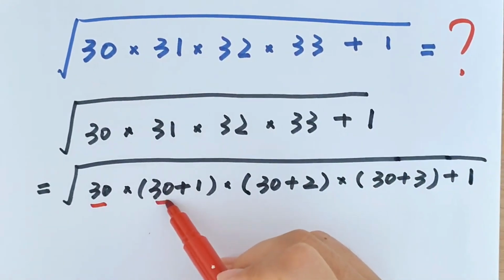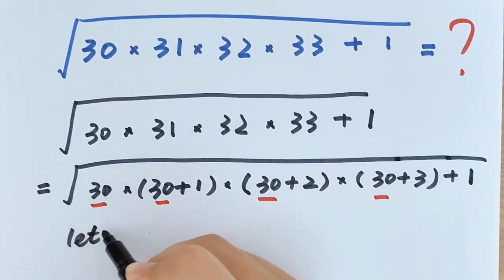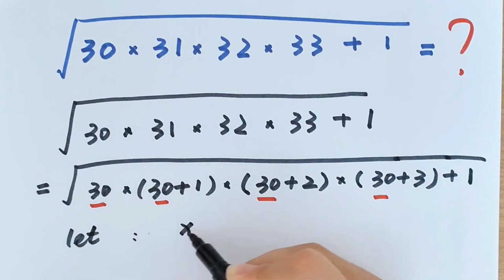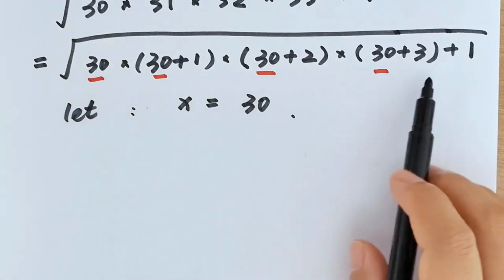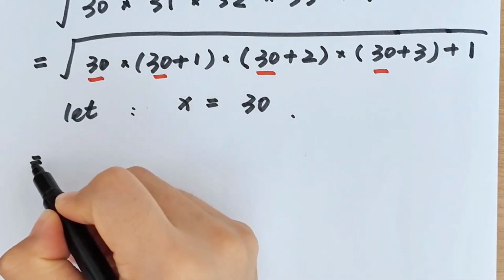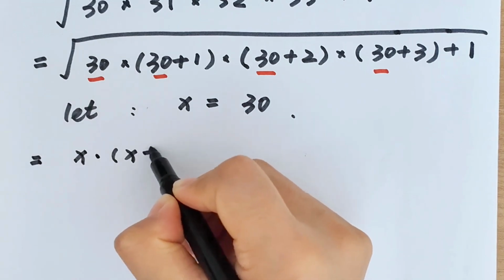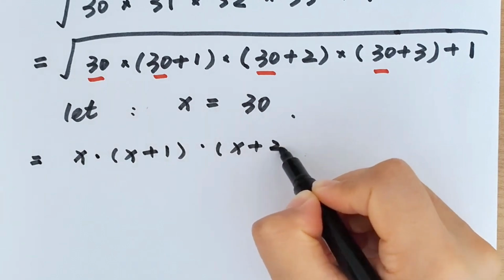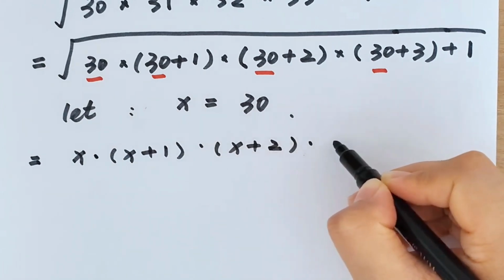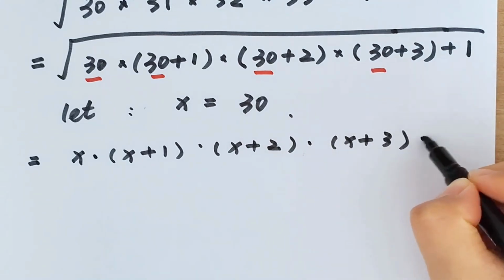Now 30 is common, so we let x be 30. So our equation will be x times (x plus 1) times (x plus 2) times (x plus 3) plus 1.